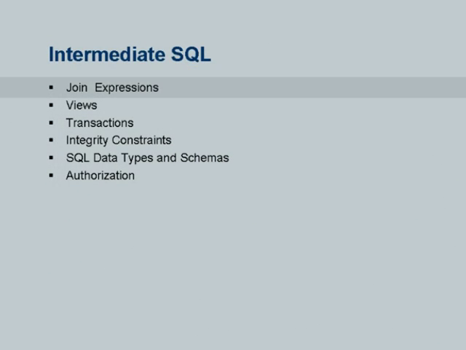So in this chapter, we are going to be covering join expressions, views, and then a bunch of stuff such as transactions, some stuff on indexing very briefly, and then integrity constraints and authorization.